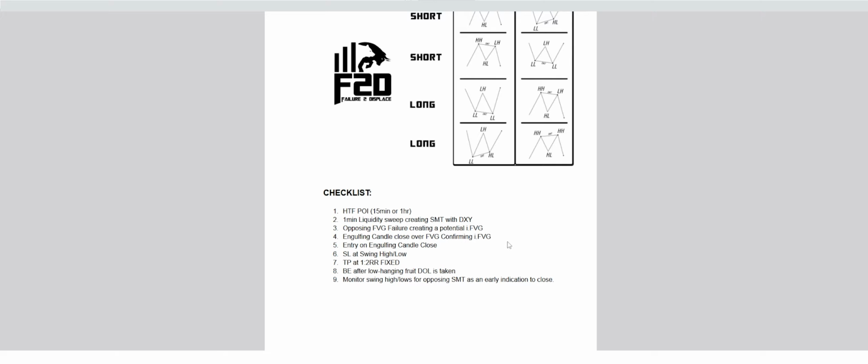So this confirms the IFVG. The entry is at market on the engulfing candle close. So I'm not setting a limit order waiting for a retrace to the IFVG. I'm just entering at market as the engulfing candle closes. Stop loss is beyond the swing high or swing low. The take profit is fixed at 1 to 2 RR.